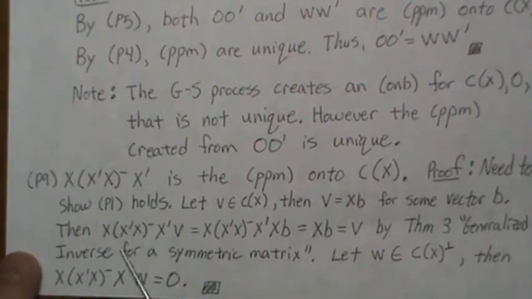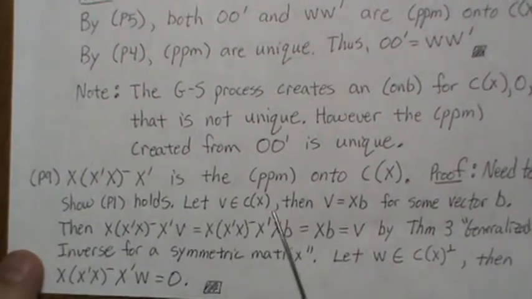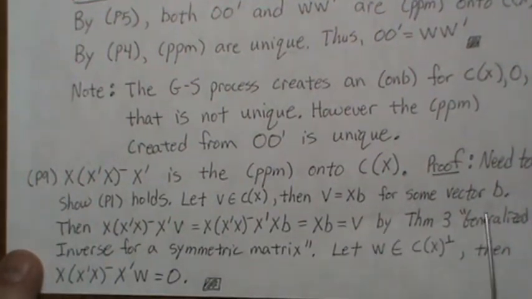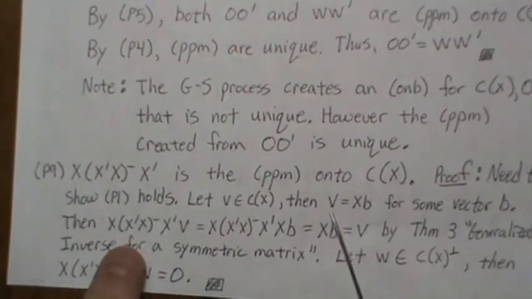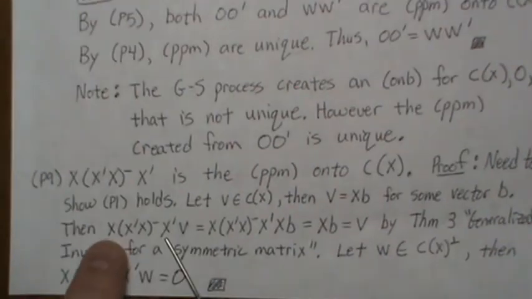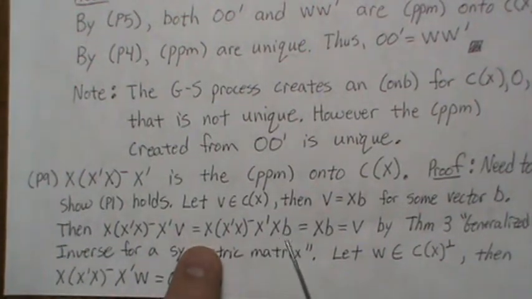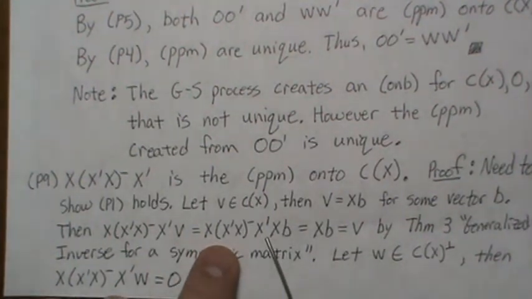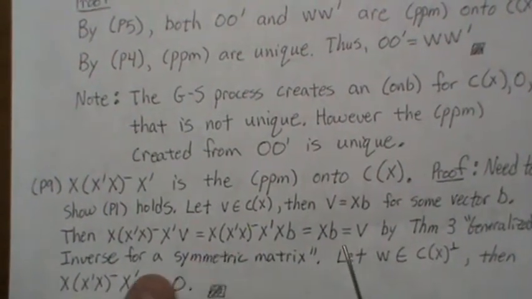So the proof is we need to show that P1 holds. So let V be in the column space of X. That means we can write V as X times B, where B is some vector, right? It's in the column space of X. So then we have this matrix, which is often called the hat matrix in multiple linear regression, times V. So we replace V with XB. Well, then this right here is equal to X, and so we get XB back, and then we get V.